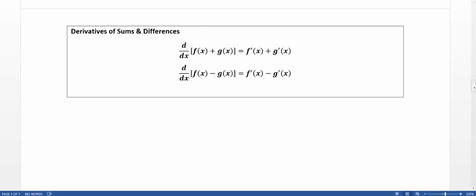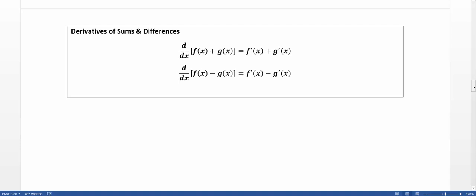Derivatives of sums and differences. So if you have two functions added together, f of x plus g of x, and you want to take the derivative of that, turns out you can take the derivative of f of x plus the derivative of g of x. Similarly, if you have two functions that are subtracted from one another, you again can take the derivative of each function individually and subtract their differences.